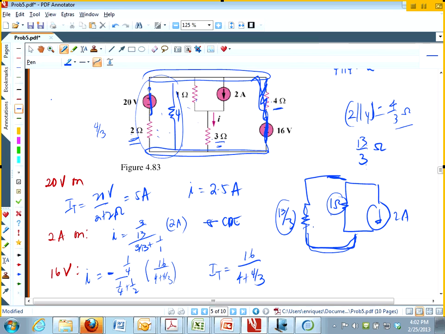Okay? But some of you, if you don't like current divider, you just want to use mesh over and over again, more power to you. Okay? How much do we have to simplify so we can be happy? Oh no, if it's source transformation, that's the time that you need to simplify to make me happy, right? But if it's superposition, you can solve the resulting circuit any way you want. Okay? Do you see the difference?